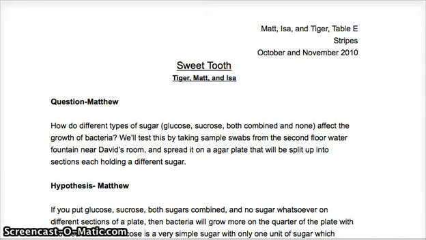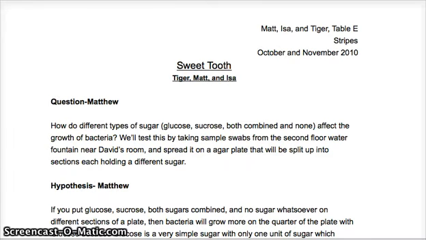We're going to start off with our question and hypothesis. How do different types of sugar affect the growth of bacteria was our question. We're going to prove this by taking samples from the water fountains by Davidsville and putting them on an agar plate. Then we will transfer them to the incubator and wait a certain period of time.